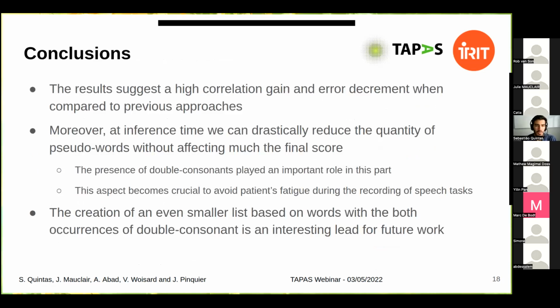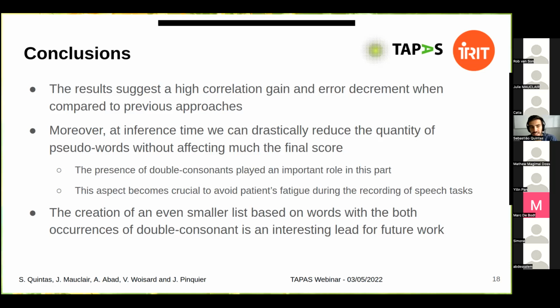So concerning the results obtained, they suggest a high correlation and a low error when compared to previous approaches, especially to the previous baseline that was the one based on automatic speech recognition. Moreover, at inference time, we can drastically reduce the quantity of pseudo words used without affecting much the final score. This aspect was seen given by the 2 subgroups that have 16 pseudo words, so the ones with double consonant in the beginning and the ones that have double consonant in the middle, and also the final group of words that have the 2 occurrences of double consonants.